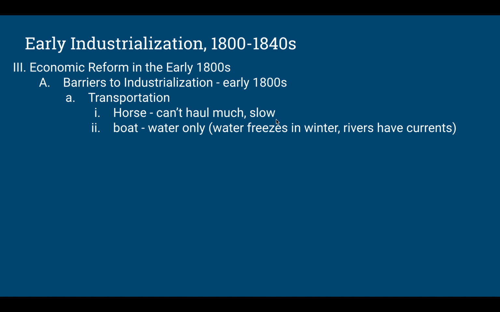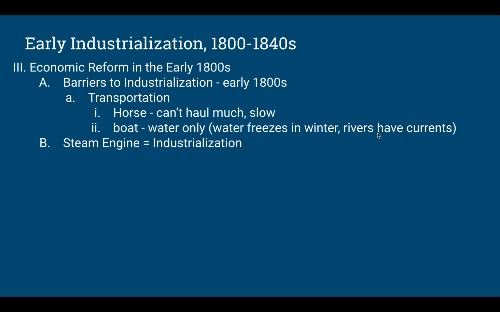If you want to travel by boat, well, it's by water only, of course. It's a boat, but water freezes in the winter. And also, certain currents are going certain directions, and you simply can't use or have access to those rivers because of their currents. So it's restricting the amount of travel that can be done.